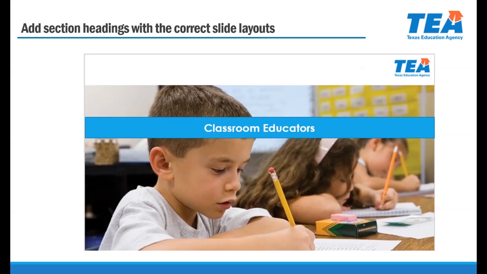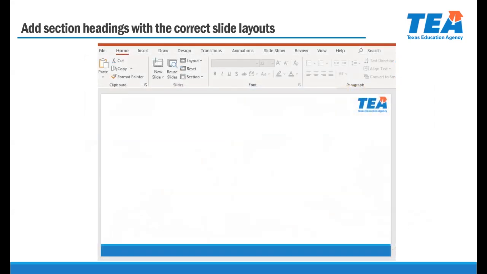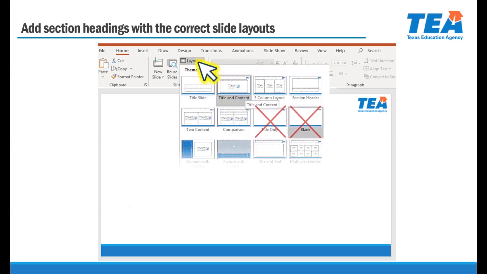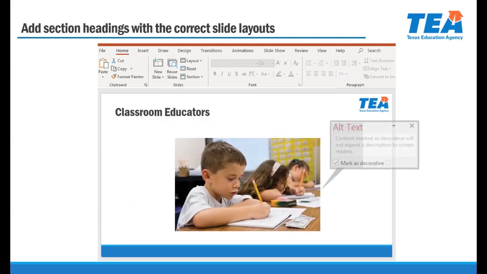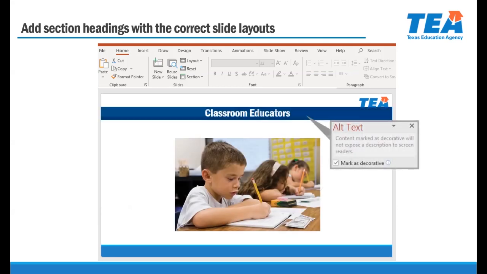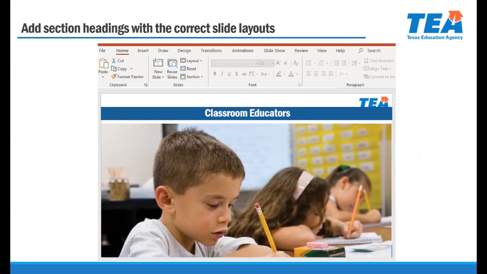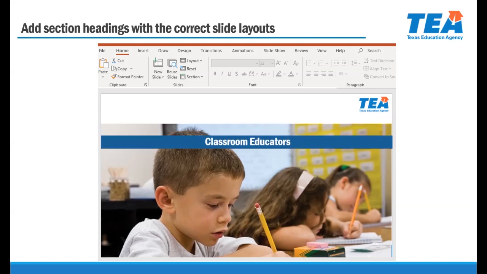Add section headings with the correct slide layouts. If you want to add section heading slides, like this example, use the slide layout with placeholders instead of using a blank slide. A good slide layout to use is the common title and content layout. Add your title and image in the correct placeholders. Mark the image decorative. Format the title placeholder and also mark it decorative. Expand the image as needed and align the title placeholder on the slide.